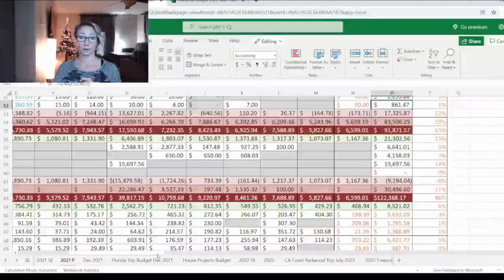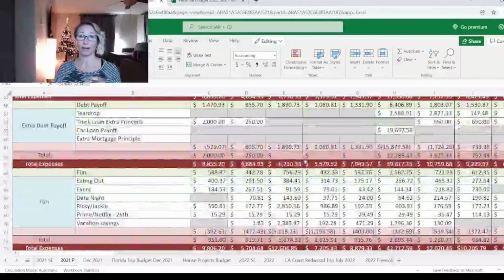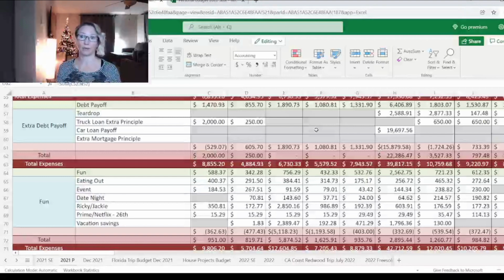Our next category, which is the one I know a lot of people like to focus on when they're trying to get out of debt, is how much extra can you pay towards the debt. So we started off the year planning on paying off Ricky's truck. But then when we knew he wanted to upgrade his truck and we wanted to have a truck that was capable to pull the teardrop, I decided to stop paying extra on the truck because I was like, well, that's going to change. And then we decided to refinance. So we said, okay, let's pay off the car instead and trade the truck in. So that's kind of what happened.